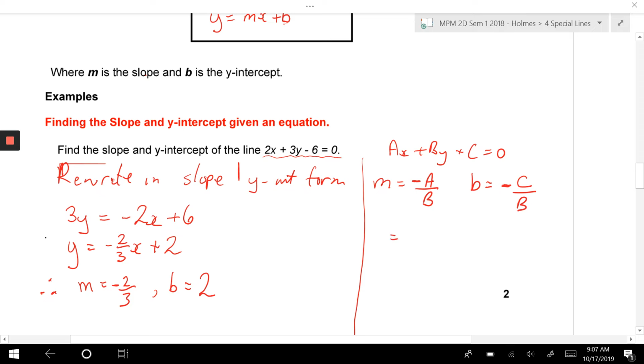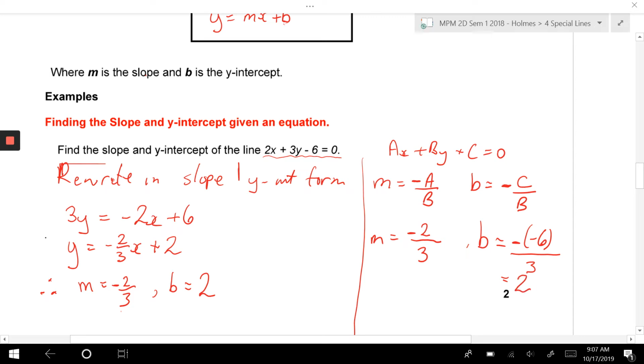If I check that, negative a, the a is 2, over b, b is 3. We get slope is minus 2/3, which is the same thing. And the y-intercept is negative c. C is negative 6, so this is negative c, negative 6, divided by b, which is 3. And of course, a negative times a negative is simply a positive, so that becomes 6/3, and 6 divided by 3 is 2.